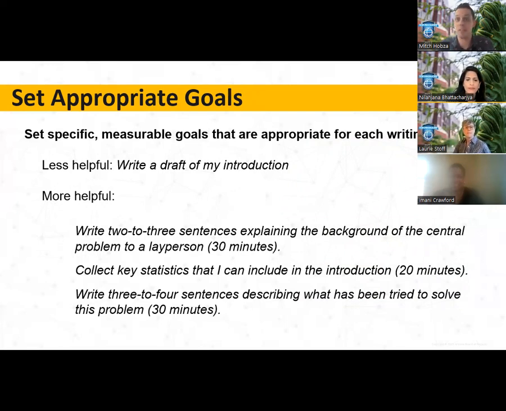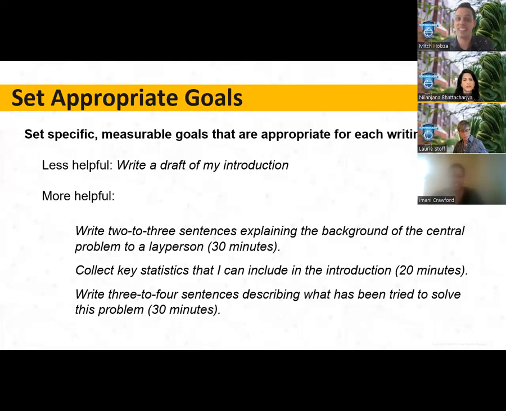Instead of just ambiguously aiming to write an introduction, you can break it up into smaller parts and have specific, measurable goals. So for example, write 2 to 3 sentences explaining the background of the central problem to a layperson for 30 minutes. That gives you a specific goal. It has a specific outcome and a specific time frame. So after 30 minutes, you'll know whether you've met your outcome or not. And maybe you need to take 15 more minutes. Maybe you need to come back to it after working on something else, or maybe you finished it early. But that way, you know what you set out to do, and you know whether you completed the task.